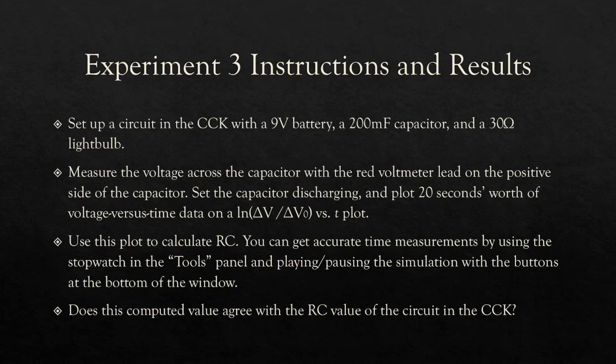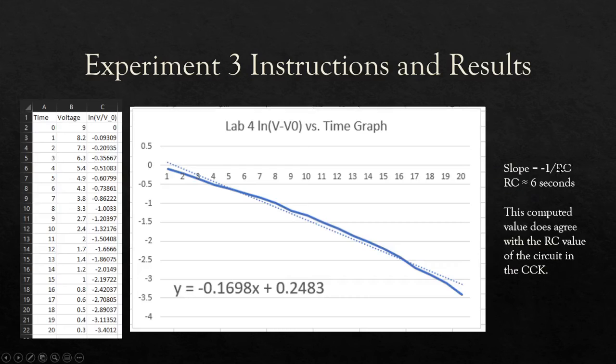Use this plot to calculate RC, and use a stopwatch to check if the computed value agrees with the RC value of the circuit in the CCK. And here is my data, and here is the graph of the natural log of delta V versus delta V naught versus time. And here's the line of best fit. The slope is equal to negative 1 divided by RC. It's approximately 6 seconds, which means that it does agree with the RC value in the circuit of the CCK.